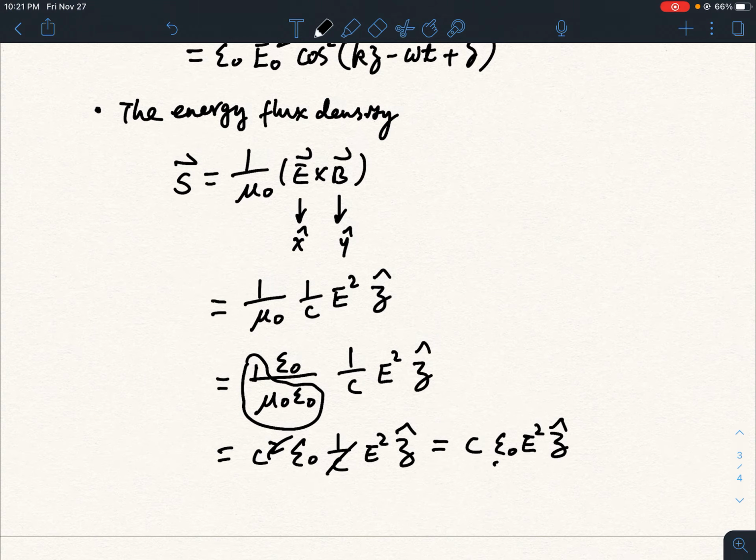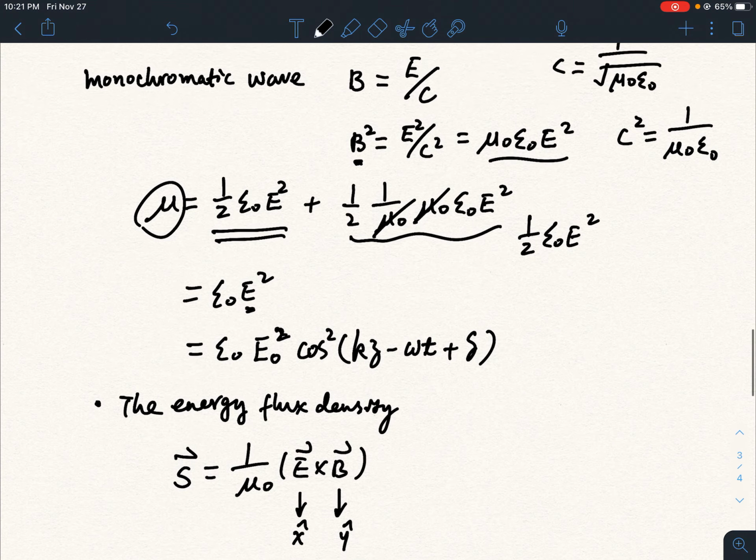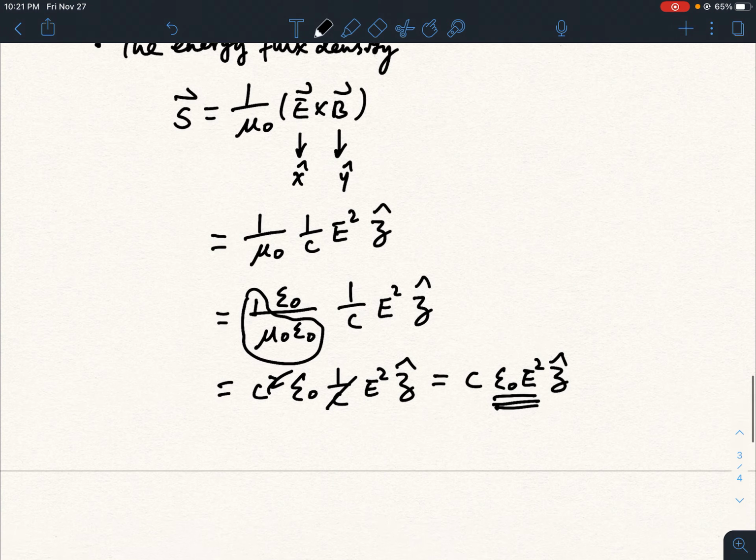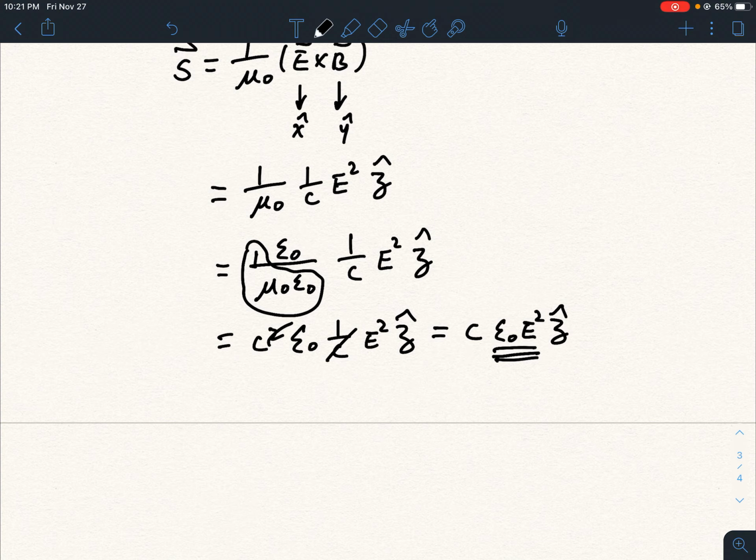We said this epsilon 0 E squared is really the energy density, the energy per unit volume. So this becomes c times u z hat, which is actually what we expected, because the wave is propagating. The flux density should be the energy density times the velocity of the wave.